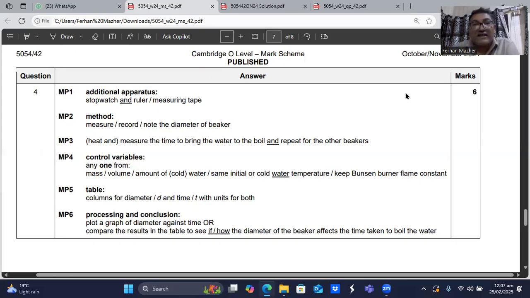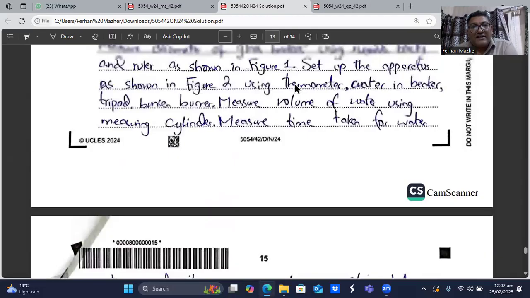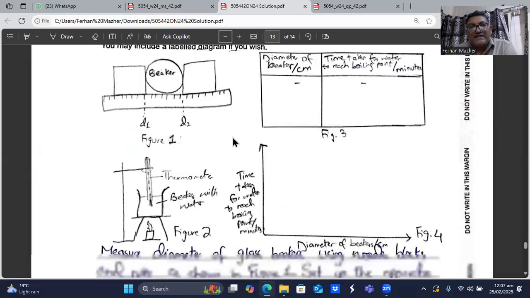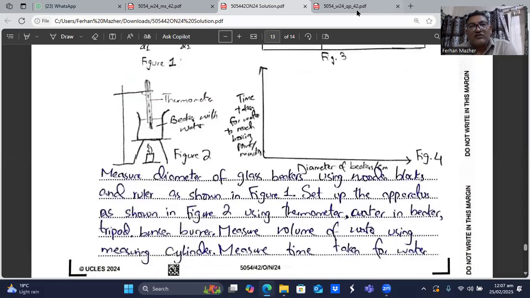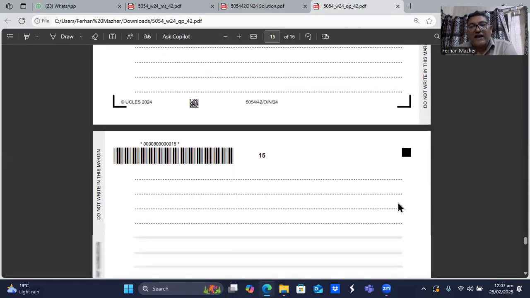This is your marking scheme, and this is what my student has written. And these are the diagrams which she has shown. The units are also written here. So this is the planning question. That was question number 4, and we have reached the end of this paper.